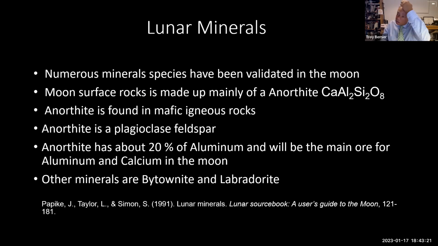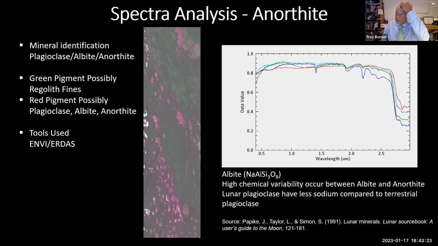Okay. So going forward, I looked at the spectra here. This is for anorthite. In this spectra, what you have is a comparison of different samples along with the base spectrum. There's a high chemical variability between albite and anorthite. Lunar plagioclase has less sodium compared to terrestrial plagioclase. So there's something that has to be said in the context of formation.